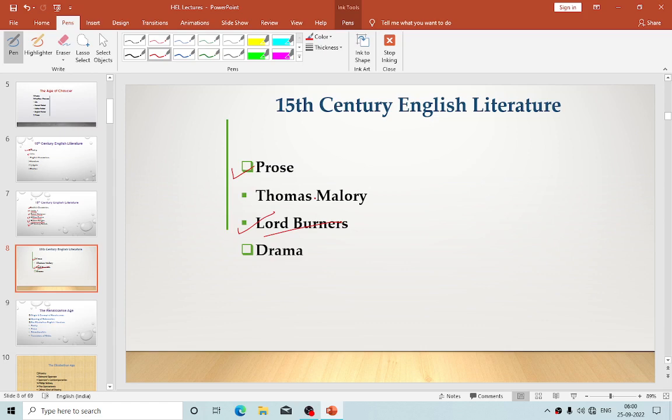So now there's the last one, drama in the 15th century. Talking about drama in the 15th century, it is barren, because the drama made its appearance as a distinct and well-established form of English literature only later. The consideration of this subject, however, must be reserved for a later chapter. So we will discuss the drama in detail after that.